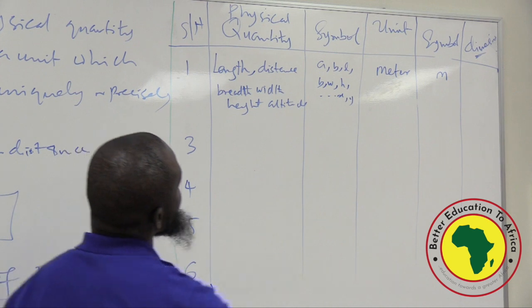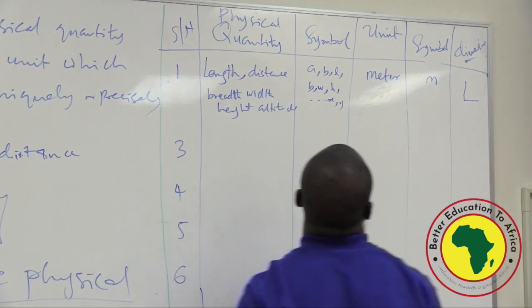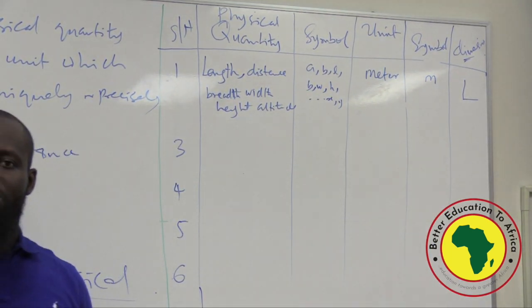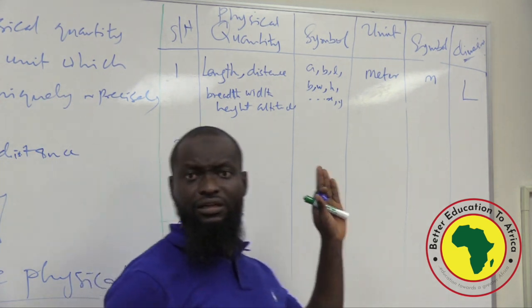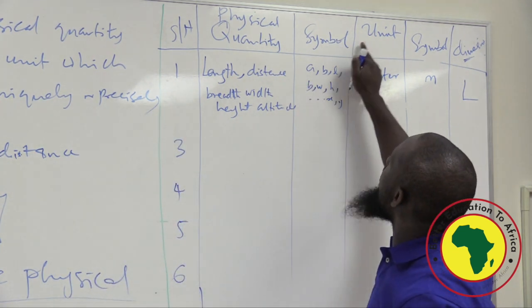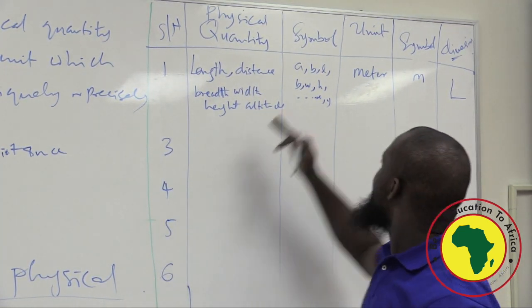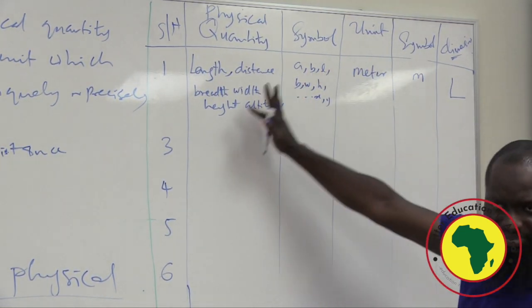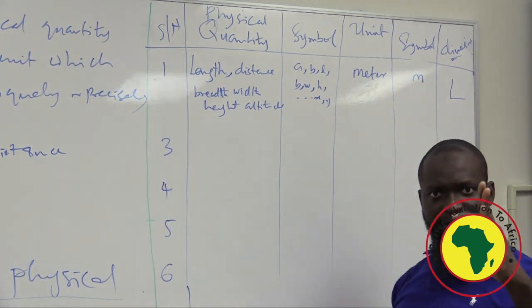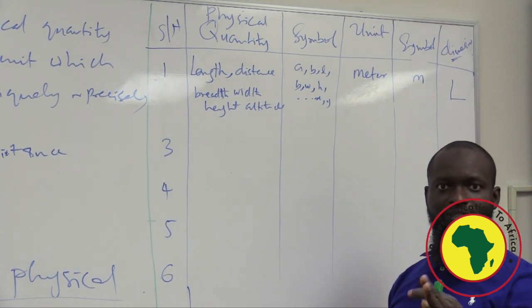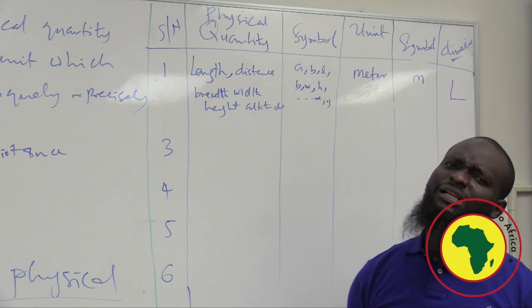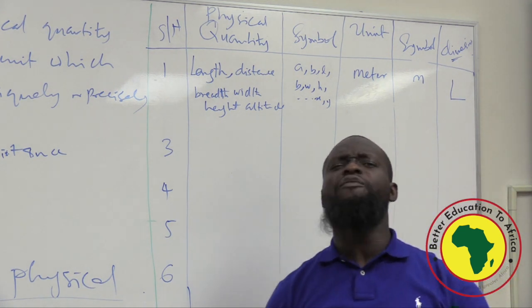Now, the dimension of length is capital L. Please, these are called fundamental quantities, and their units are called fundamental units. Fundamental quantities or base quantities, and base units or fundamental units for the base quantities. 7 fundamental quantities, 7 fundamental units. They are not called fundamental because they are better than others or more fundamental than others.